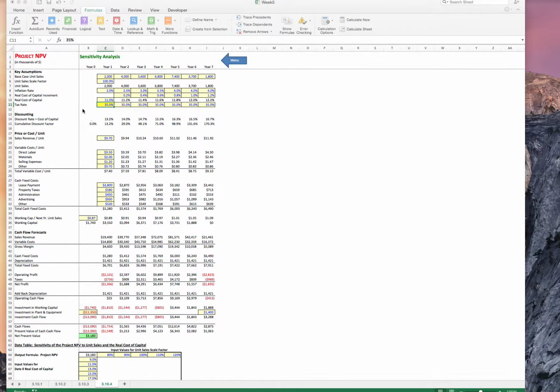Then in the end, let's say that you want to know what your possible NPVs are if your sales factors increase or decrease, or if your real cost of capital is higher than anticipated. Instead of going through this whole table 5 times 5, 25 times, you can go ahead and do a two-way data table that will give you your NPV for 25 different scenarios and see how robust your model is.